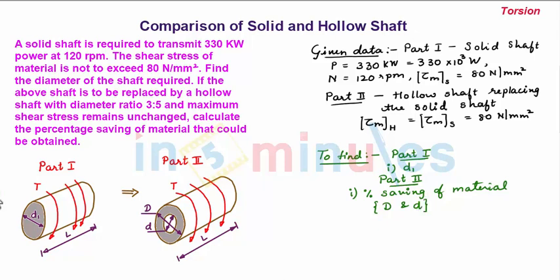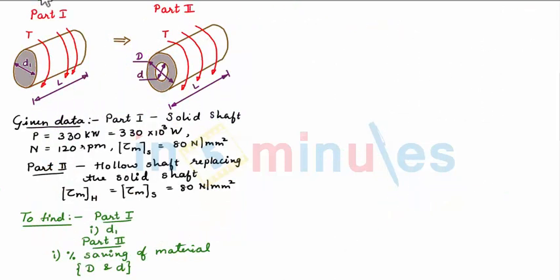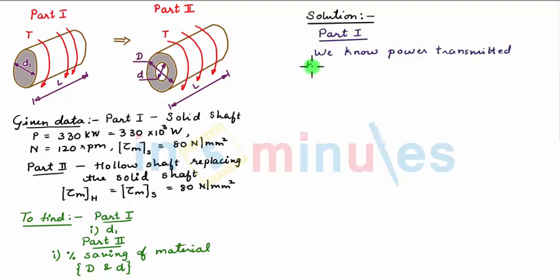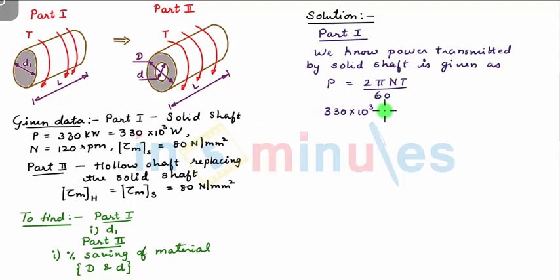So now let's solve the problem. So we start with the solution. We first solve part 1. Now we know power transmitted by a solid shaft is given as P is equal to 2 pi N T by 60. So upon substituting the values of power and N, we have 330 into 10 to the power 3 is equal to 2 pi into 120 rpm multiplied by T upon 60.